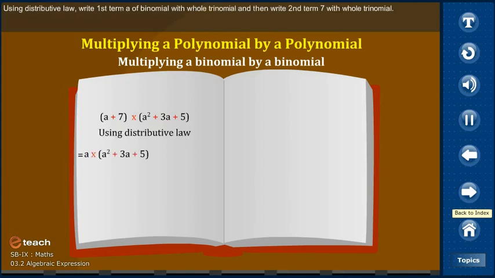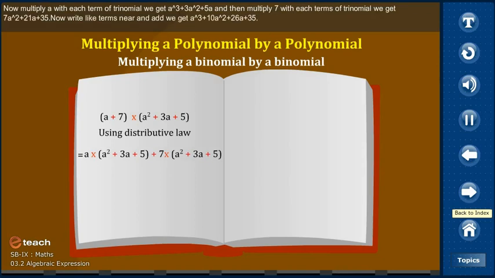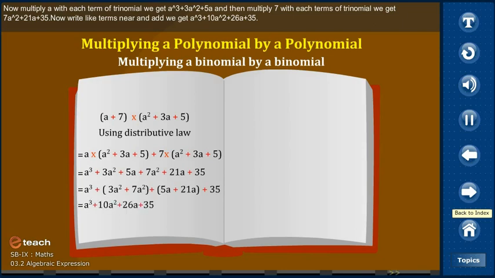Using the distributive law, write the first term a of the binomial with the whole trinomial and then write the second term 7 with the whole trinomial. Now multiply a with each term of the trinomial, we get a cube plus 3a square plus 5a. And then multiply 7 with each term of the trinomial, we get 7a square plus 21a plus 35. Now write like terms near and add. Then we get a cube plus 10a square plus 26a plus 35.